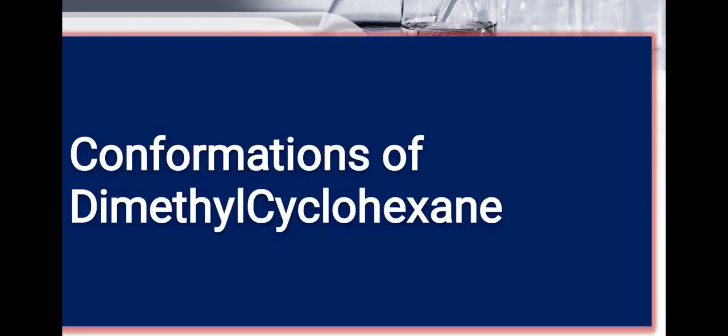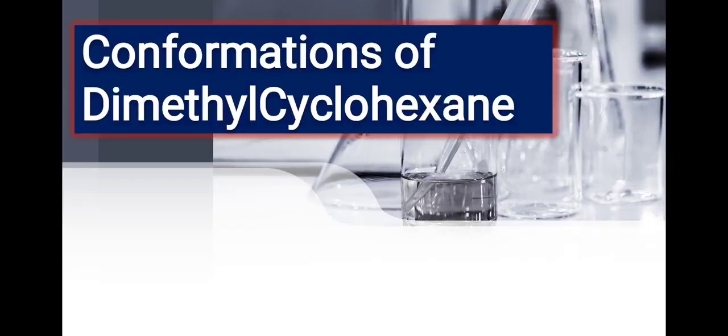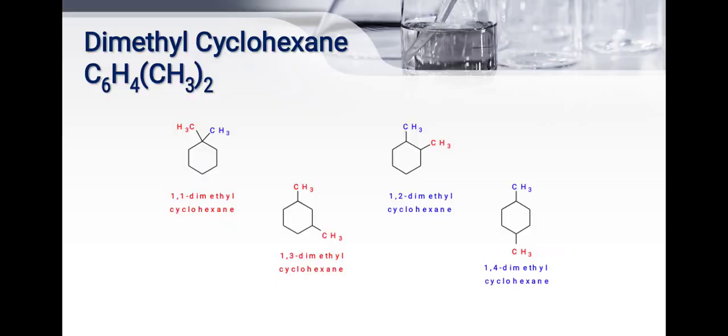Then see the conformations of dimethyl cyclohexane. This is the dimethyl cyclohexane. Here 1,1 dimethyl cyclohexane, that means 1,1 disubstituted cyclohexane. Here 1,2 disubstituted cyclohexane. Here 1,3 disubstituted cyclohexane. Here 1,4 disubstituted cyclohexane. 1,4 means at the positions 1 and 4 methyl groups are present.